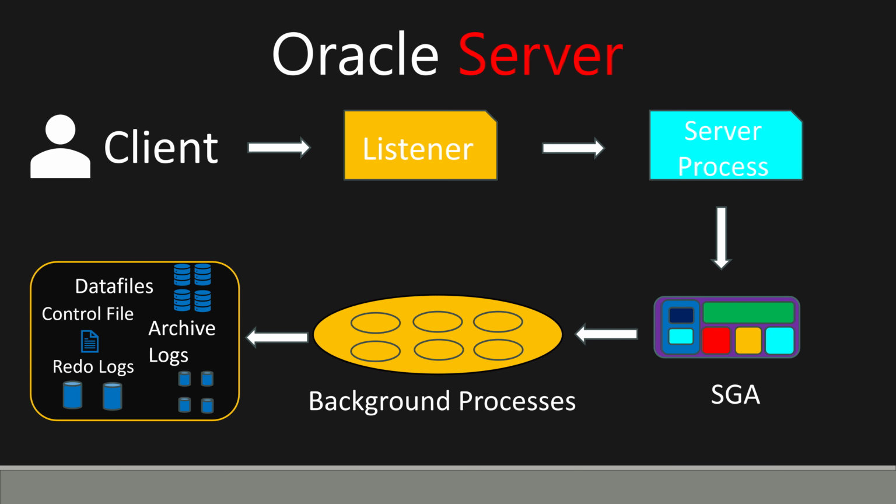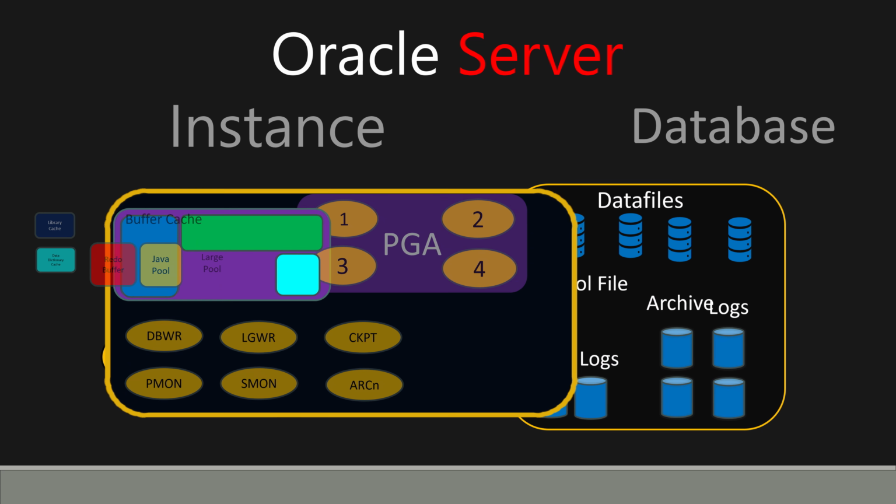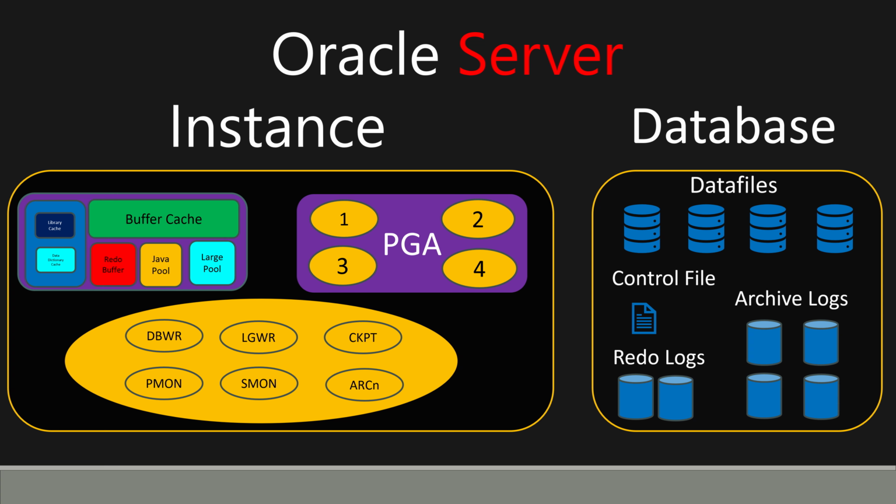Client connections reach listener. Listener hands connection to server process. Server process interacts with SGA memory structures and background process. Background process coordinate writes and recovery operations while database files permanently store the information. That was the complete Oracle single instance architecture explained step by step.